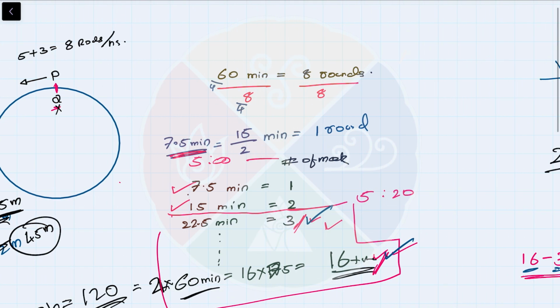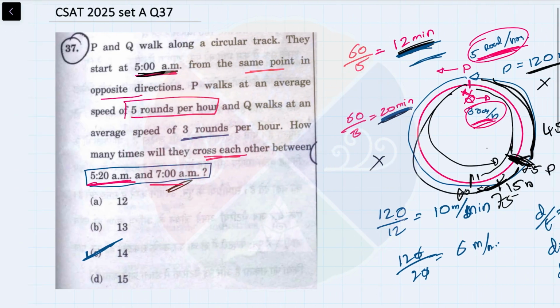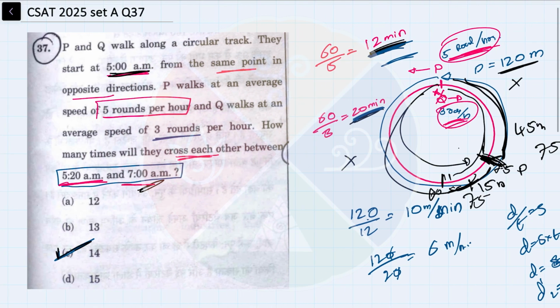We can just take the relative velocity where one person is not moving. So that's how the relative velocity actually comes in. Yeah, that's it. So the answer for this problem is anyway 14.